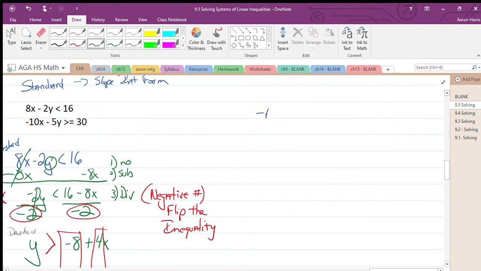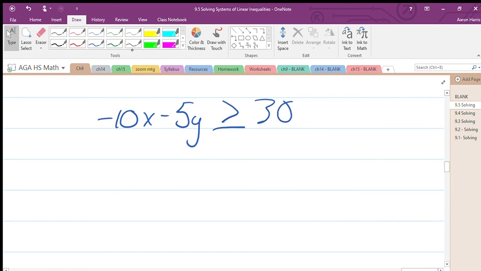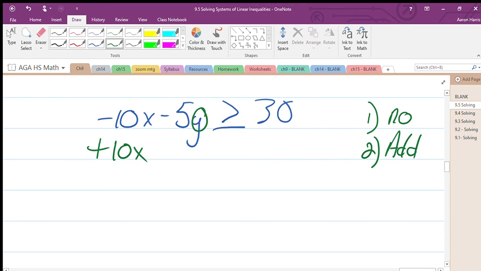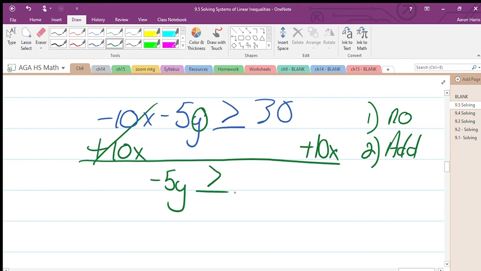I have negative 10x minus 5y is greater than or equal to 30. What do I solve for? You got it right. y. So, simplify slash combine like terms, nothing to do. Remove addition, subtraction, I am going to add. Add what? This positive 10x. What I do to one side, I must do to the other. So here we go. This cancels. I get negative 5y is greater than or equal to 30 plus 10x.